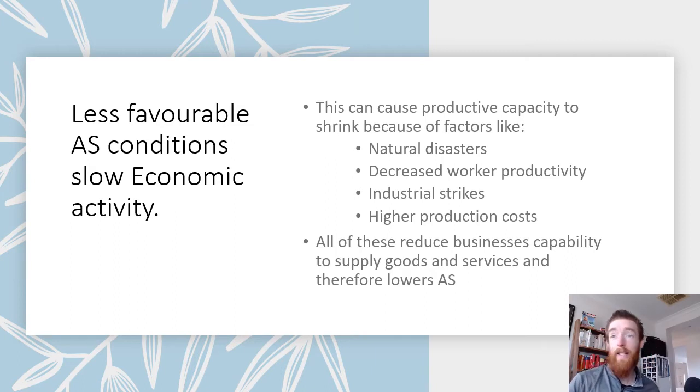These can be things like natural disasters. Obviously that destroys our natural resources. If you think about the bushfires in 2020, it meant that our tourism industry really struggled. It meant that the agricultural industry struggled, and therefore that reduced our productive capacity. If there's decreased worker productivity, less output per unit of input, that's obviously going to be bad. Industrial strikes, workers aren't working, therefore less production.